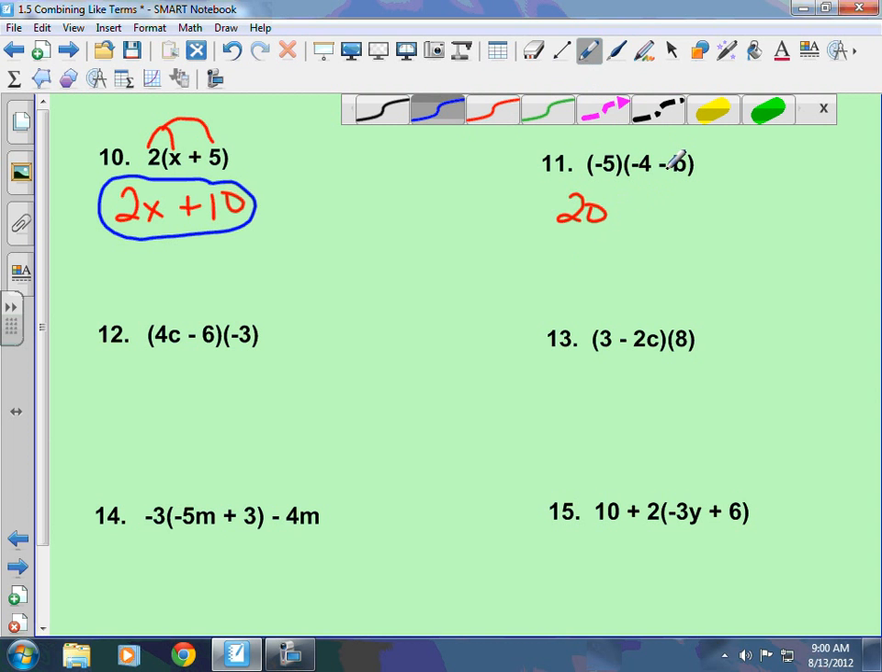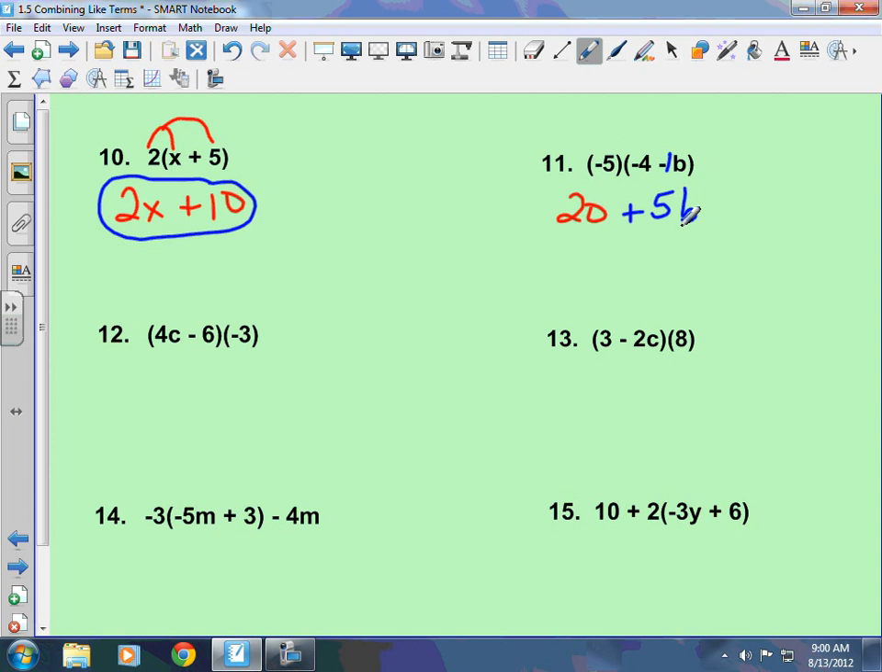What number is in front of the b that's understood? That's right. There's a 1 right there. So this is negative 5 times negative 1. Now, what's a negative times a negative? Yep, a positive. Negative 5 times negative 1 is positive 5. Your b stays with it. So this is actually 20 plus 5b.